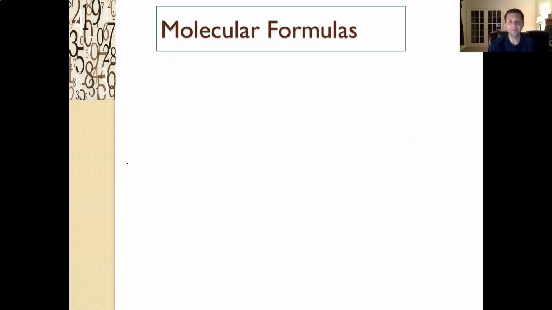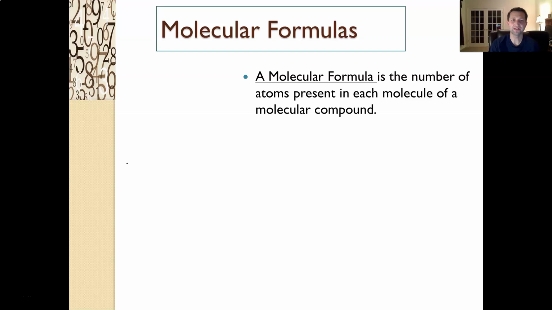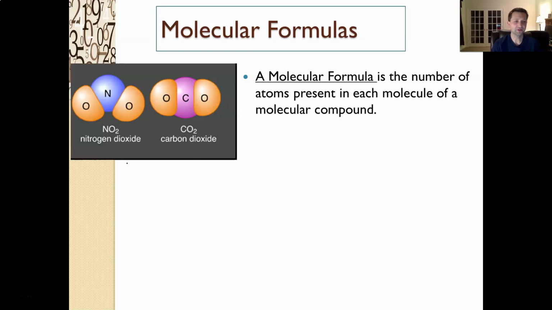Molecular formulas basically do the same thing with one additional step. So let's take a look at some vocab here before we do some example problems. A molecular formula is simply the number of atoms present in a molecule of a molecular compound. So nitrogen dioxide is NO2, that's the molecular formula. Carbon dioxide is CO2, it's the molecular formula.